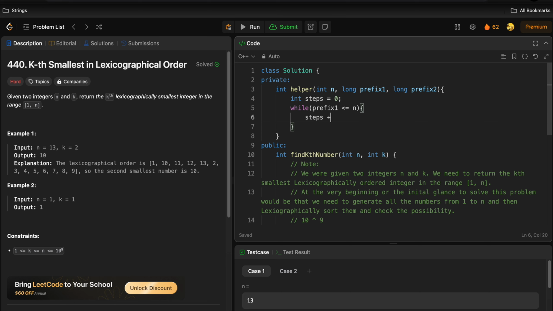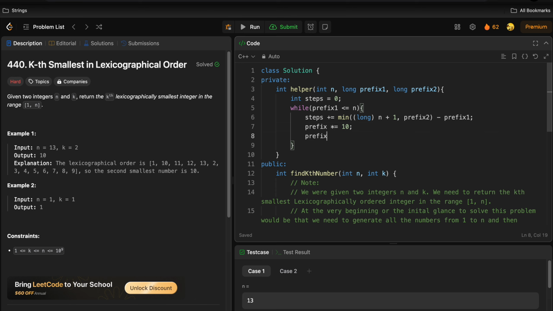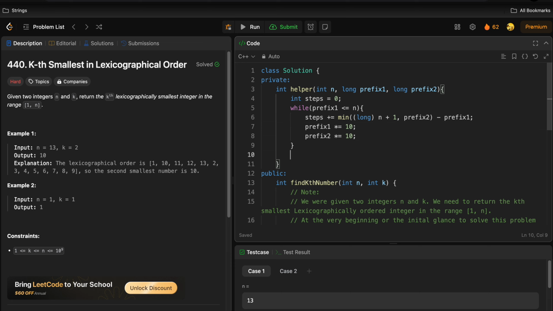Steps would be incremented by the minimum of n plus 1 and prefix2, minus prefix1, because if prefix2 is itself greater than n plus 1, we should cap it there. Once we are at that depth, prefix1 would be multiplied by 10, and prefix2 also would be multiplied by 10. Then I'll return steps here.